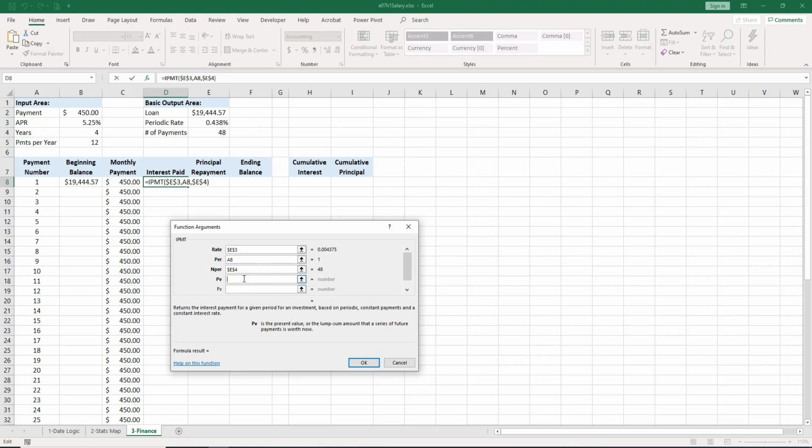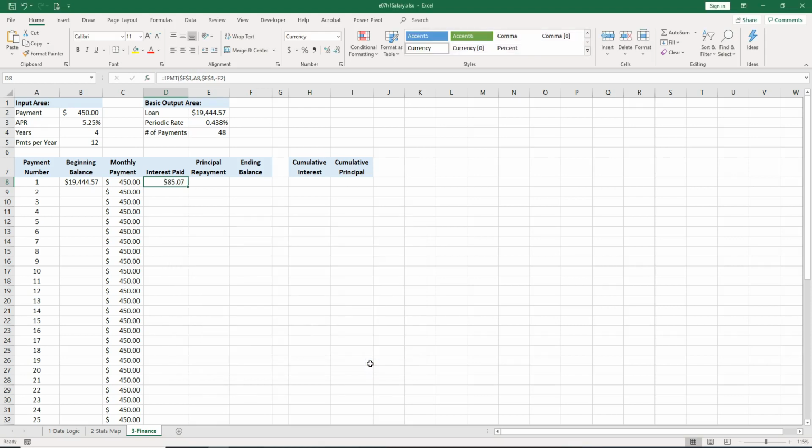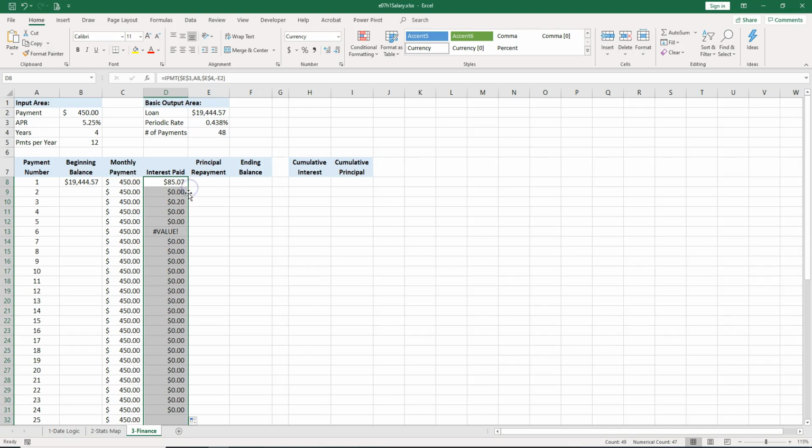And finally, the present value, or the lump sum amount that the series of future payments is worth now. So that is the loan amount. And remember, if you click it, it comes out negative. To fix that, you can put minus, it's money out of the pocket, so now comes out positive. And let's fill it down.